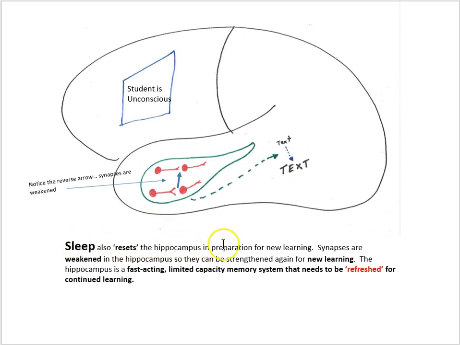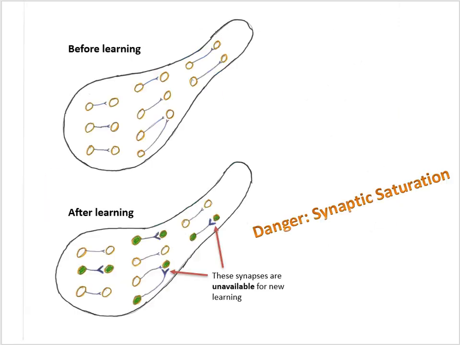But we also learn that sleep has another effect. Sleep resets the hippocampus in preparation for new learning. Synapses are weakened in the hippocampus so they can be strengthened again for new learning. The hippocampus is a fast-acting, limited-capacity memory system that needs to be refreshed for continued learning. Notice the arrows going the other way. So during sleep, two processes are happening. We're getting system consolidation to strengthen cortical memories from recently learned information, but then we're also resetting the hippocampal synapses so they're capable of sustaining new learning.